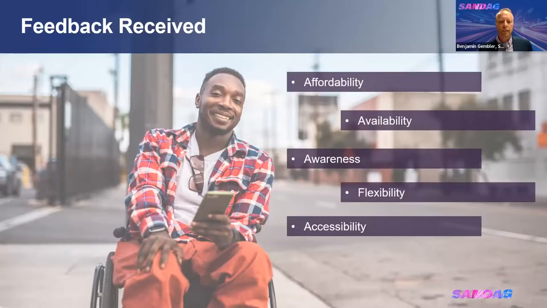So what type of feedback did we get? Well, we uncovered some broad themes in the comments and responses during the past few months. Among them, the need for affordable services, better availability of vehicles and service, awareness of services in the community overall, flexibility in funding and for service, and accessibility for users came across as some of the main themes that stakeholders felt were important considerations for specialized transportation programs moving forward.